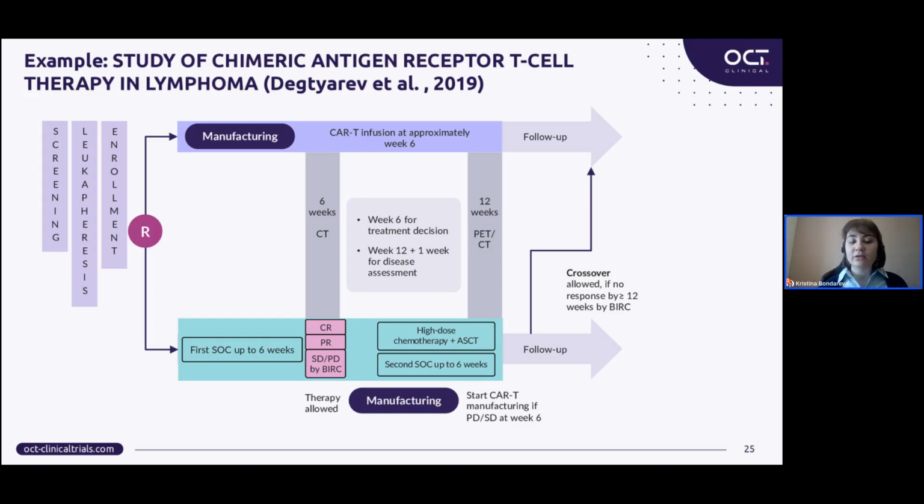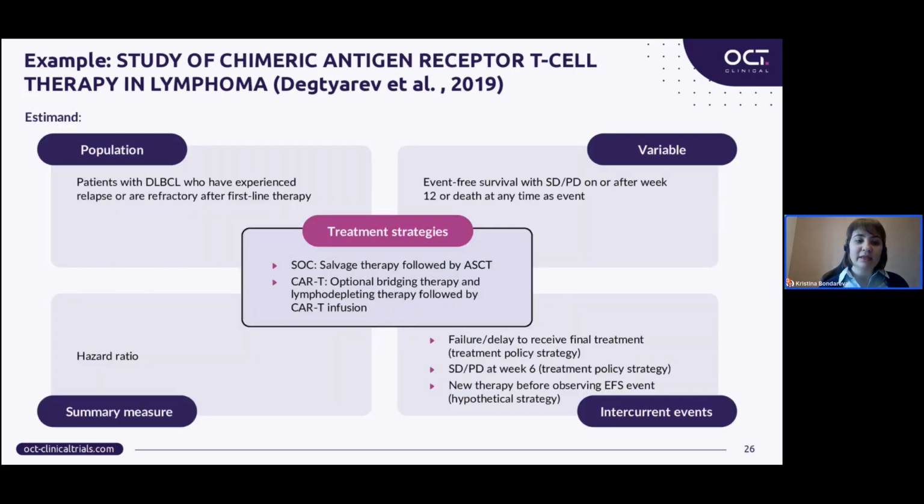Finally, after the failure of standard of care treatment strategy, a CAR T may be administered, and the subsequent outcomes in the standard of care treatment groups would reflect also the effect of this crossover, not the effect of standard of care strategy alone. The Estimand framework helps to address these challenges and provide a precise definition of the treatment effect of interest using the 5 Estimand attributes and the language offered by the Estimand framework.